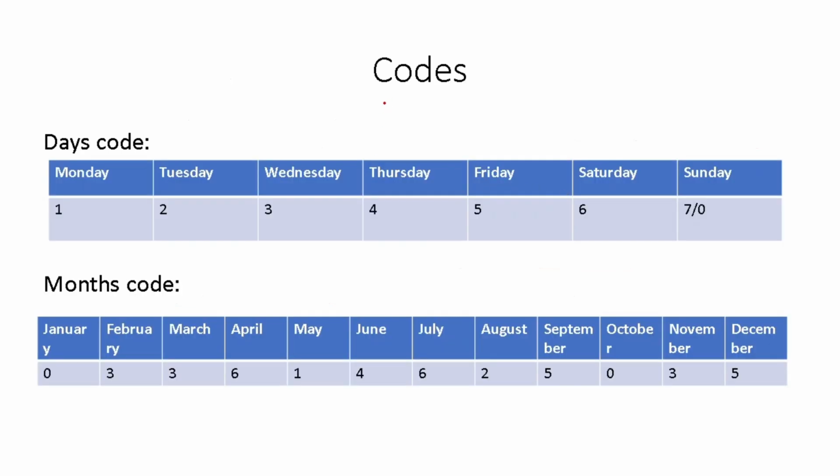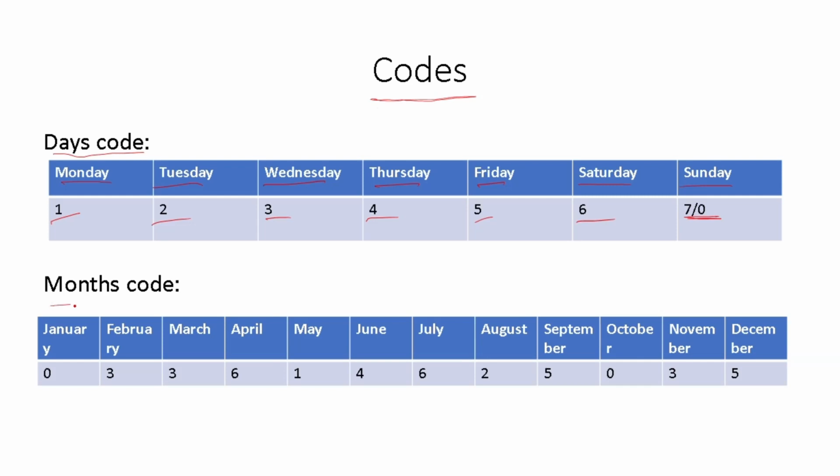Now we will discuss the codes. These are the codes we have to remember in order to solve the problems in our upcoming videos. Day codes: Monday we will represent as 1, Tuesday 2, Wednesday 3, Thursday 4, Friday 5, Saturday 6, Sunday 7 or 0.